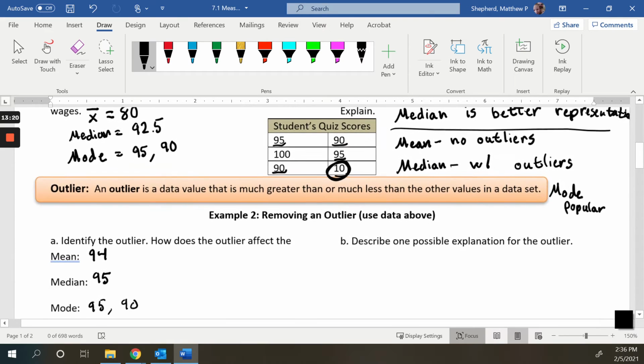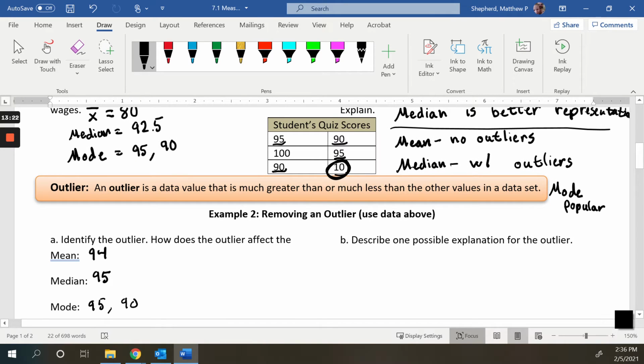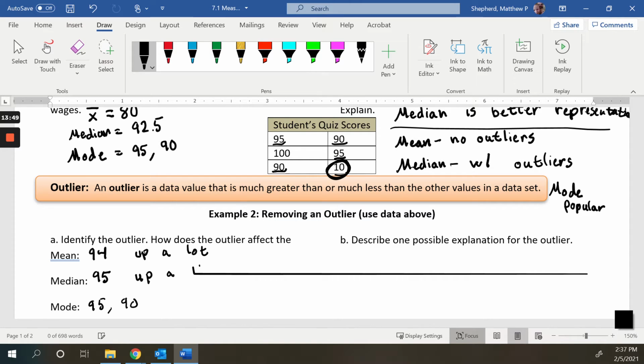So let's look at both of those. The mean before had been an 80, and now it's a 94. The median before had been 92.5, and now it's a 95. And the mode is completely unchanged. So removing the outlier moved the mean up a lot. Removing that low score moved the median up a little.